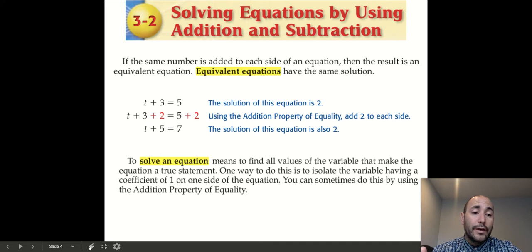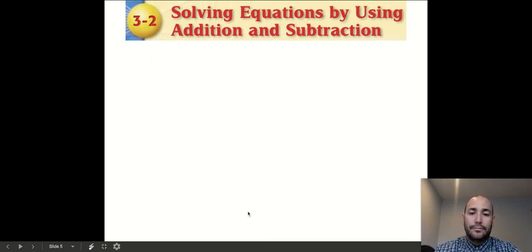And one way to do this is to isolate the variable, right? Getting the variable all by itself is a term that gets used a lot. So we're going to use that property of equality to get the variable all by itself. So let's look at an example.